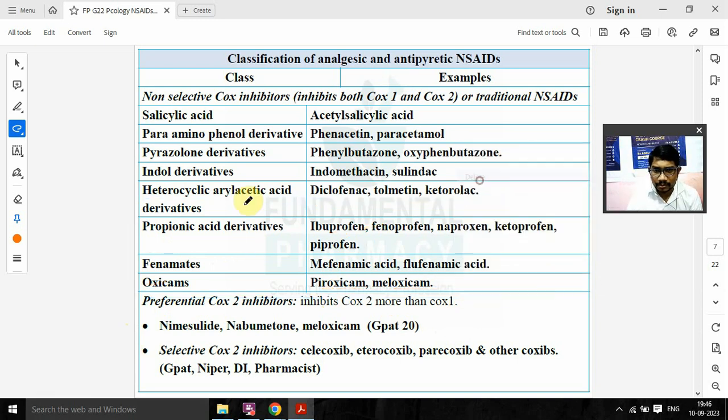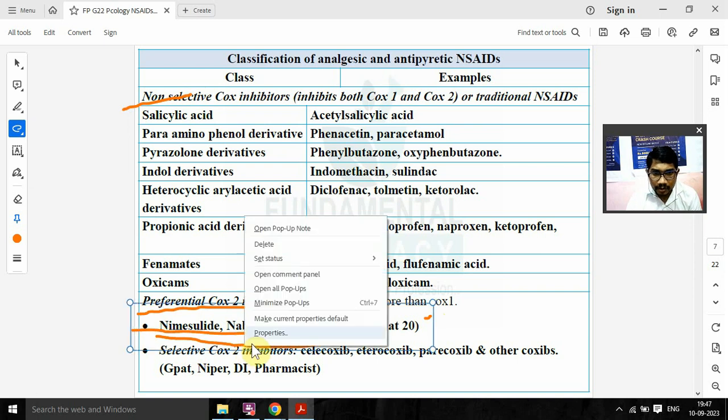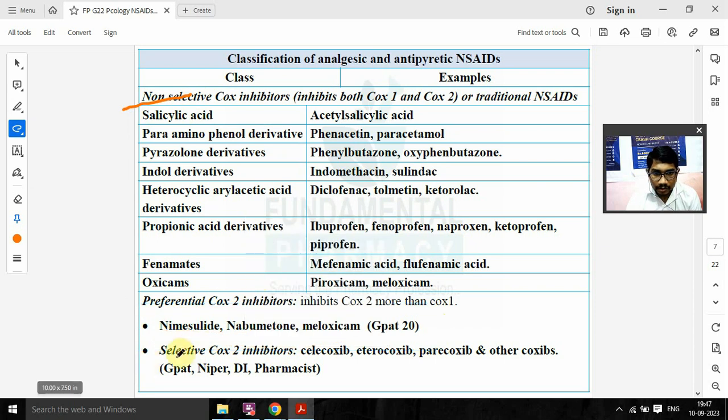All of these are non-selective COX inhibitors. Second, preferential COX-2 inhibitor. Who are the preferential COX-2 inhibitors? They inhibit COX-2 more than COX-1. So nimesulide, nabumetone, meloxicam, diclofenac, they are known as preferential COX-2 inhibitors. Remember, okay, the question has come. Nabumetone, nimesulide, meloxicam, then your diclofenac, they are known as preferential COX-2 inhibitors. Selective COX-2 inhibitors: celecoxib, etoricoxib, parecoxib and other coxibs.